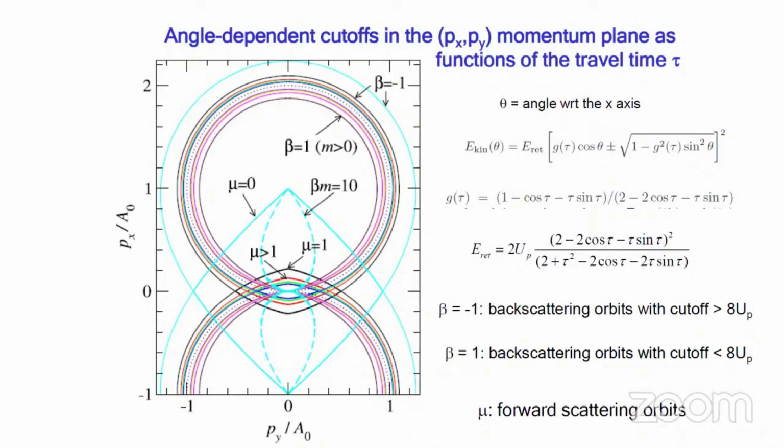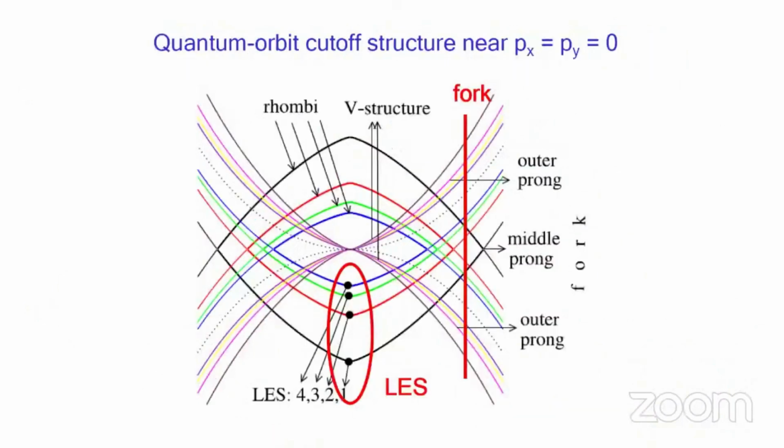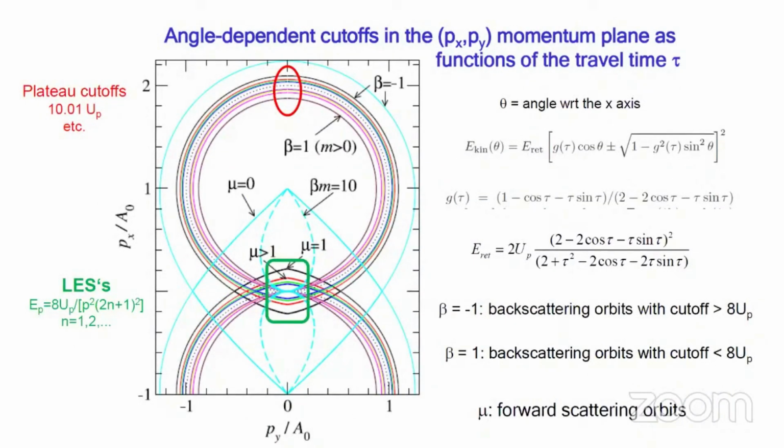So let me focus on these 2 regions. Up here, this is kind of easy because it's the high energy cutoffs. Normally you only see the 10 UP cutoff, but there are many more, and depending on the situation, you can see them in the spectrum or not. But what's really interesting here is the region around the origin. You see the LES here, this one, and here's a corresponding formula derived in a few lines.